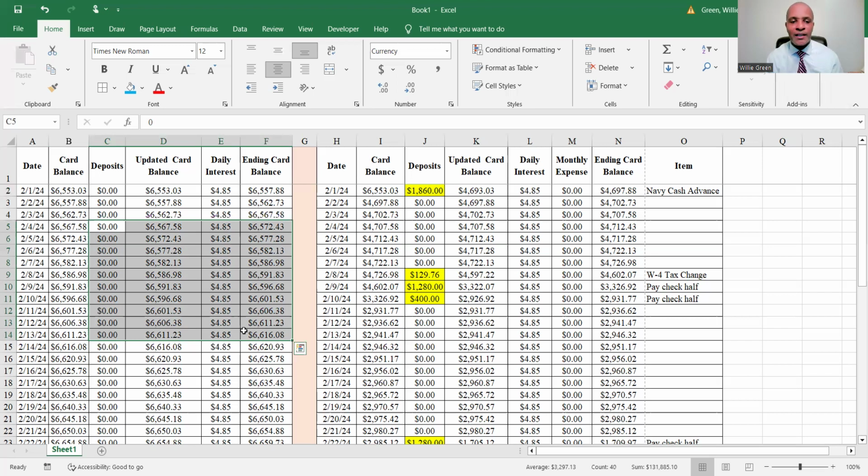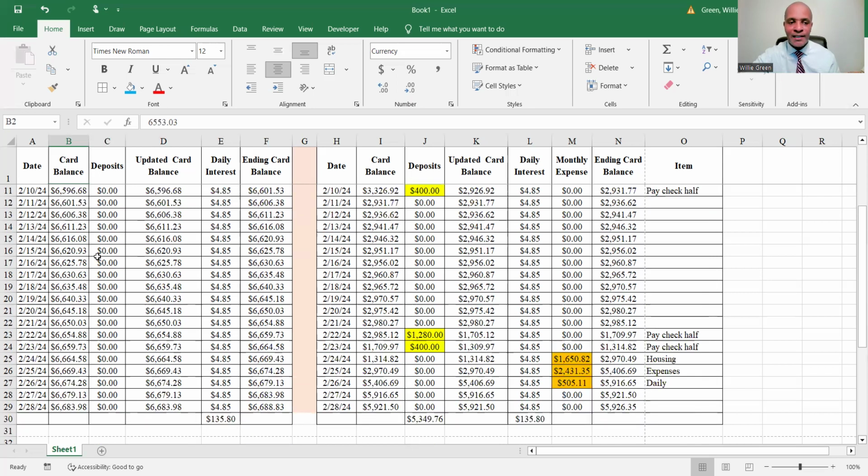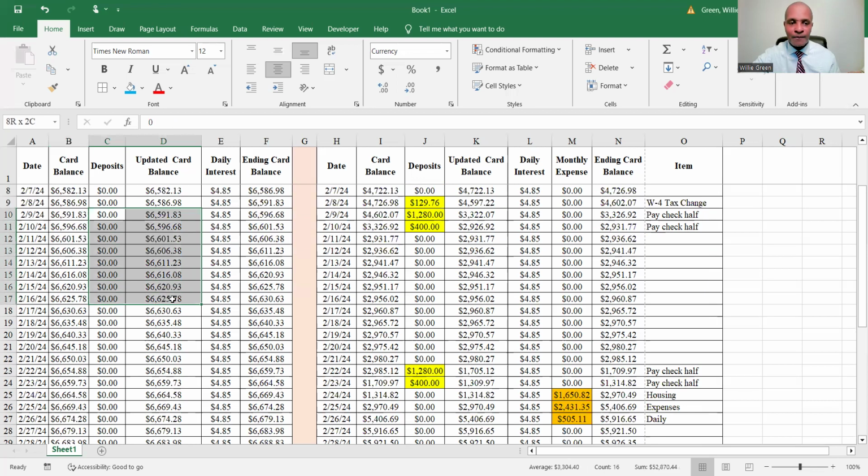And as you see, the interest will be constantly going up because it's being calculated on an average daily balance. So starting February the 1st, I started using the card for velocity banking with a balance of $6,553.03. I've made no deposits for the month, or I didn't anticipate doing any deposits. That's this example right here.